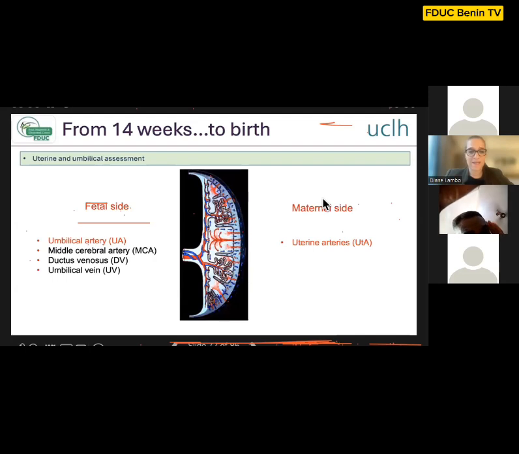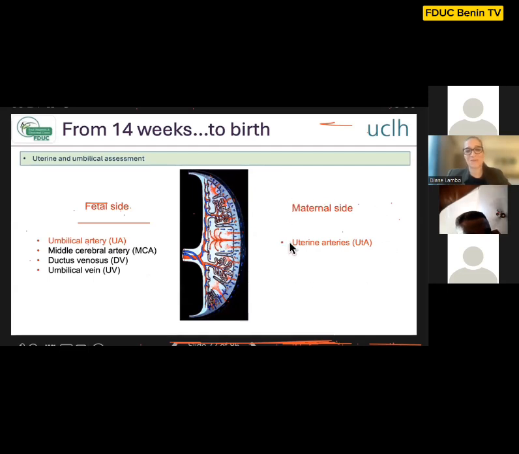Okay, we're almost there. The last part to talk about is your dopplers. This is a schematic view of the placenta. I'm sorry, I'm starting to get confused as to the parts that I'm looking at, but this is the placenta. Essentially what you're trying to understand is the interface between the fetal and the maternal side.